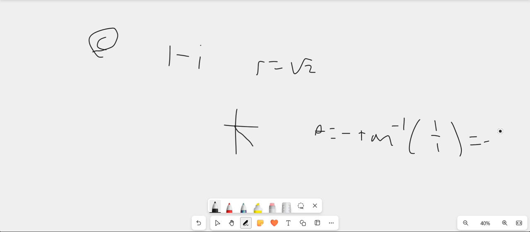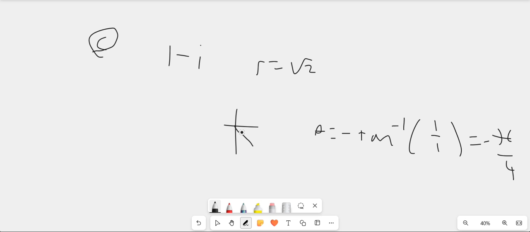So for C, 1 minus i. Pretty easy. r is going to equal root 2. Again, I don't think we need an introduction by now. The square root of 1 squared plus 1 squared, that's root 2. And then basically, it's 1 minus 1, so that's just minus theta. So theta equals minus tan inverse of 1 over 1, which is equal to minus pi over 4. Again, if you're unsure about this whole thing, just look at the previous video, you'll understand it.